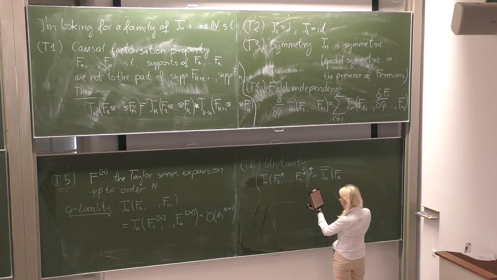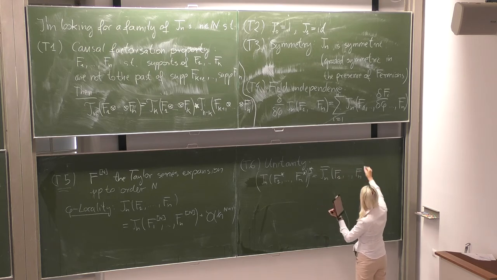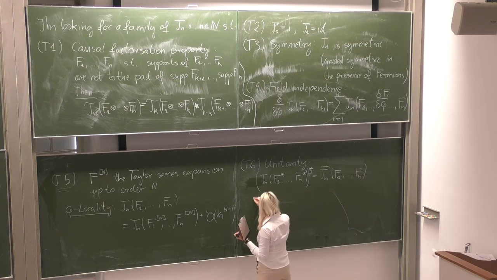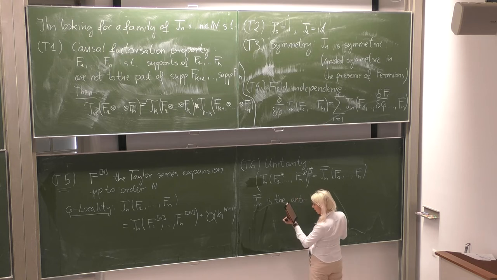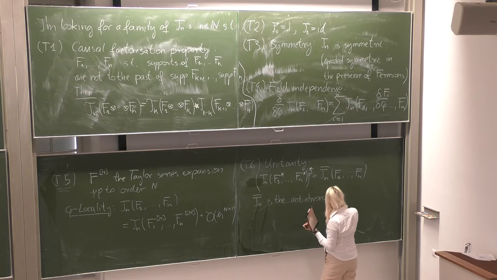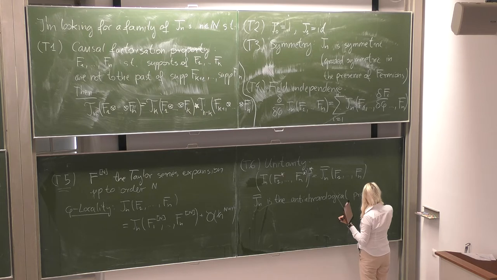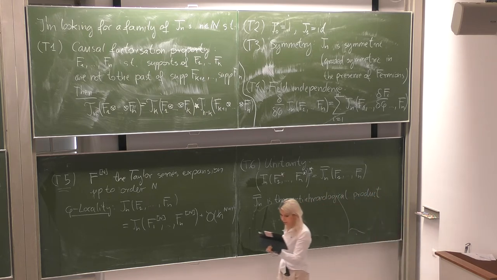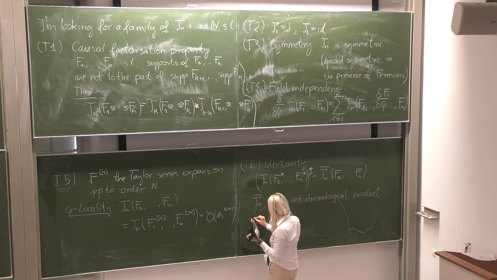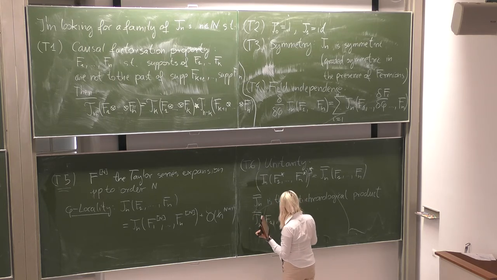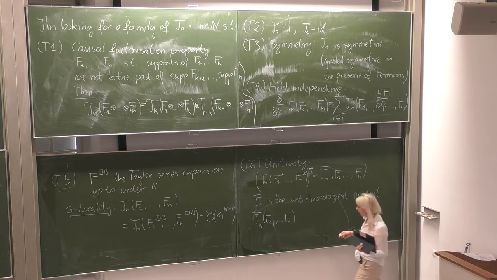So, f1 to fn. So this Tn is the anti-chronological product. And it's defined in such a way that it guarantees that essentially the inverse of the S matrix is given by its complex conjugate. So this Tn, that's a bit of a messy notation. So Tk of f1 through fk. So these are then essentially coefficients of the inverse of the S matrix.